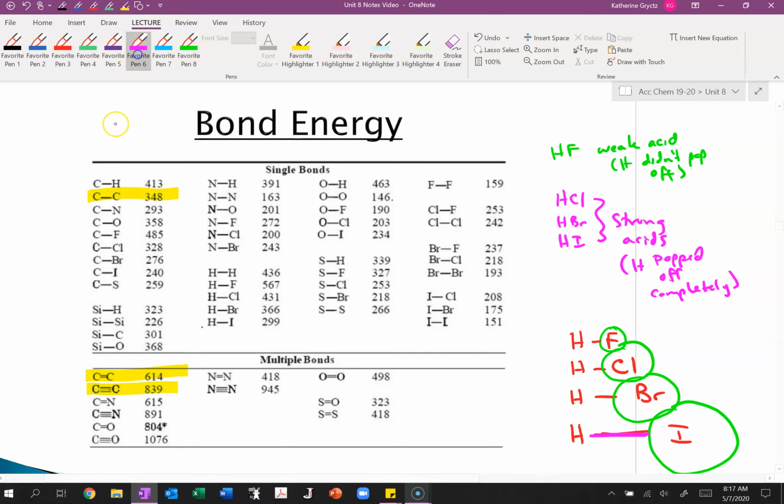So if you look at the carbon to carbons, we have one with a single bond that would cost 348, and these are all usually in kilojoules per mole. And the C to C double bond is 614, so nearly double that. And the C to C triple bond is 839, so even harder to break. So the ones with the higher bond order, the more bonds, have a much higher bond energy.